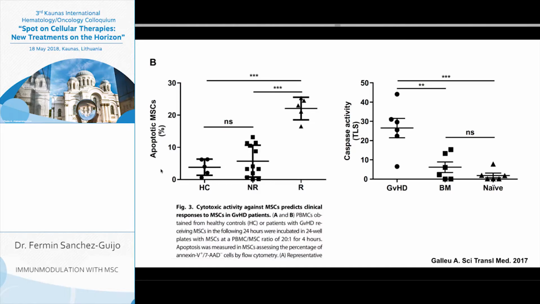And the interesting thing is that those patients who respond to MSC therapy have a significantly higher percentage of apoptotic MSCs compared to those patients that do not respond, and obviously compared to healthy donors. So this is the most predictive data communicated to date that differentiates those patients that are going to respond to the cell product from those who do not respond.